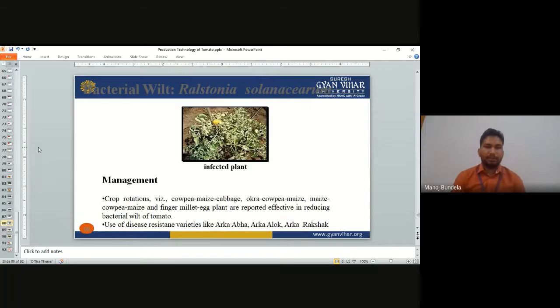Next is bacterial wilt. Bacterial wilt is caused by Ralstonia solanacearum. The infected plants will look like this, meaning drying of the leaves and curling of the leaves will start.